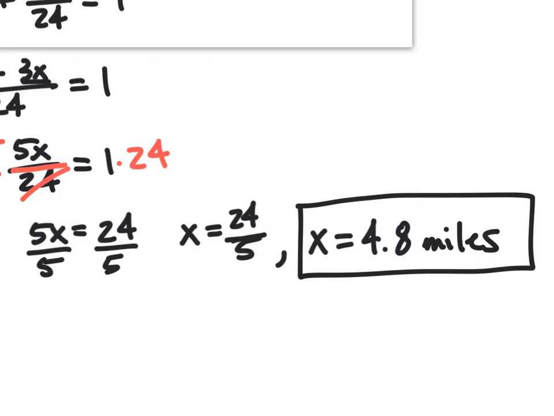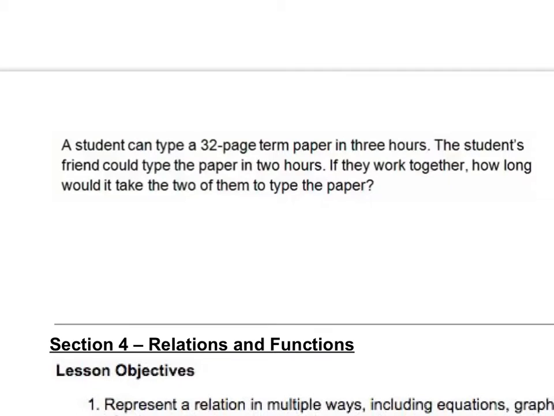Okay. Kind of hard, kind of tricky. Okay, the last problem that we have is a work problem. All right. So let's go ahead and read this. It says, a student can type a 32-page term paper in 3 hours. The student has a friend that could type the same paper in 2 hours. Now, if they work together, how long would it take them to type the paper?